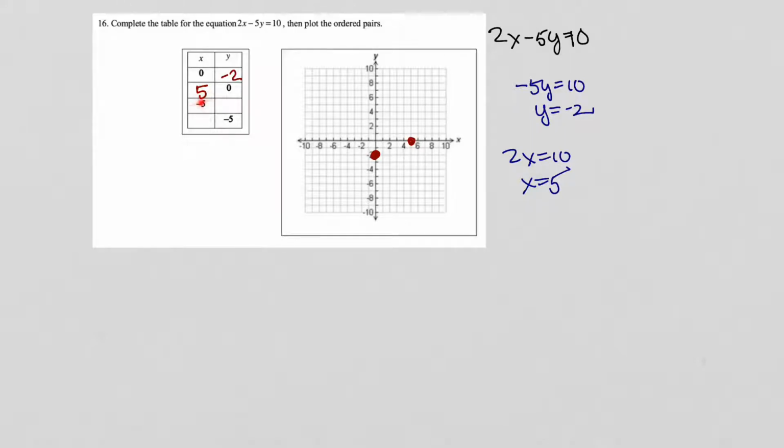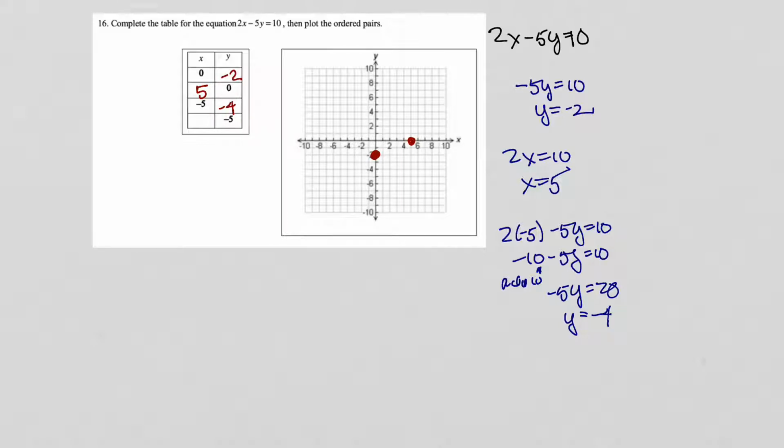And now when x is negative 5, we'll put negative 5 into x. So we'll get 2 times negative 5 minus 5y equals 10. This is negative 10 minus 5y equals 10. Now we'll add 10 to both sides. So we'll get negative 5y equals 10 plus 10 is a 20. Divide by negative 5, we'll get y is negative 4. And then we'll put that negative 4 right here for y.